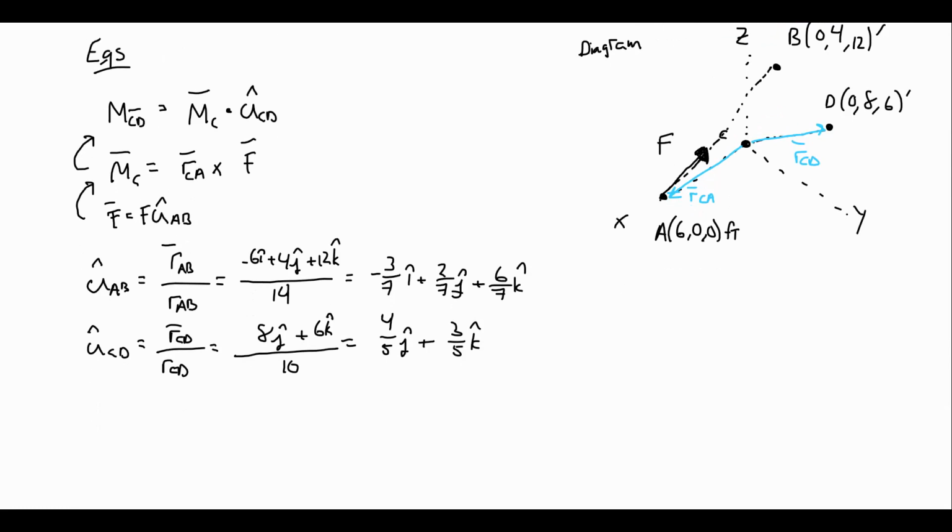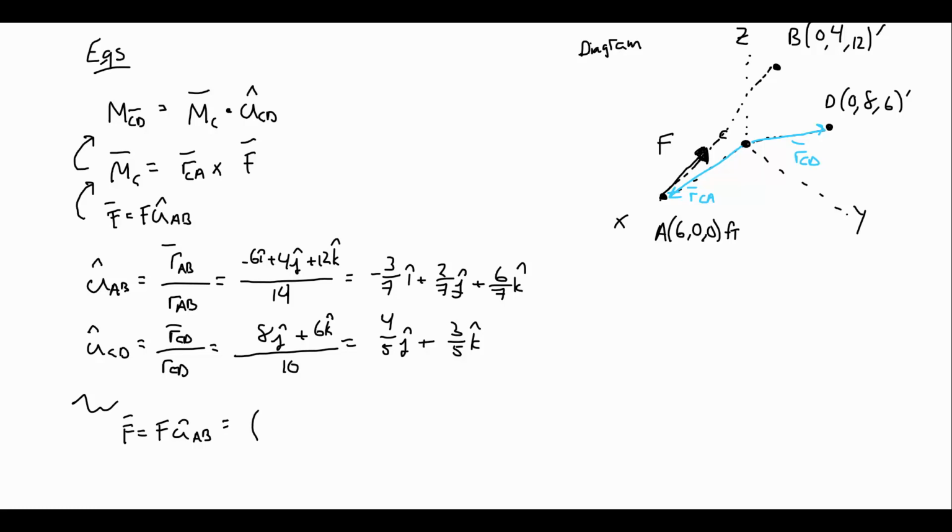I can find now F expressed in Cartesian form. Again, that's F times u hat AB. Well, F I don't know. In fact, that's ultimately what I need to find. But u hat AB I now know. So this F can be distributed into my vector.